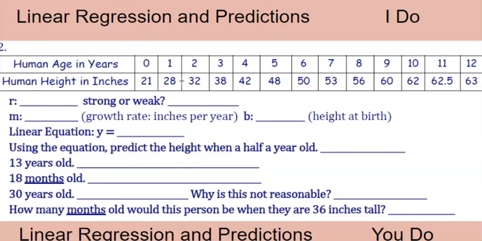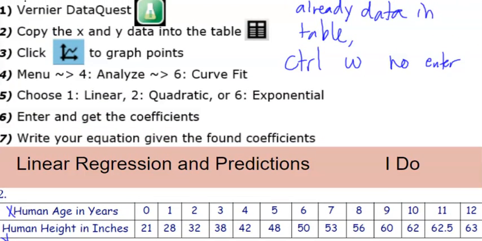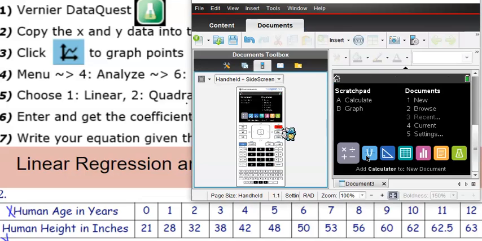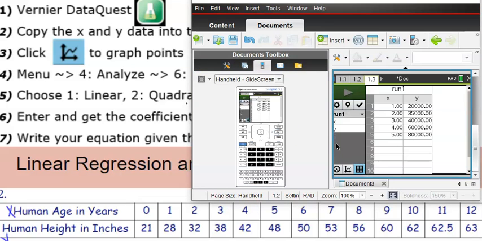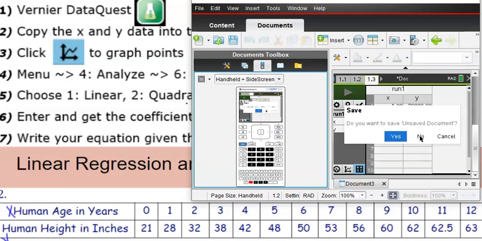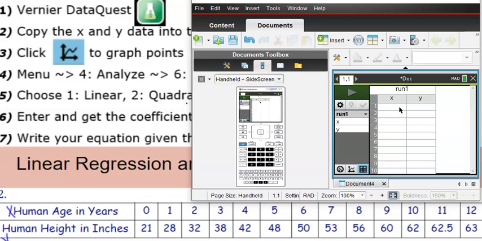Okay, so let's look at this example right here. Human age in years, we're going to call that X, and human height in inches, we're going to call that Y. So let's go ahead and put this data into the calculator. Click the beaker, click the table. There's stuff already there, so let's clear it out. Control W, no. Okay, click the green beaker again, click the table, and then input your data.